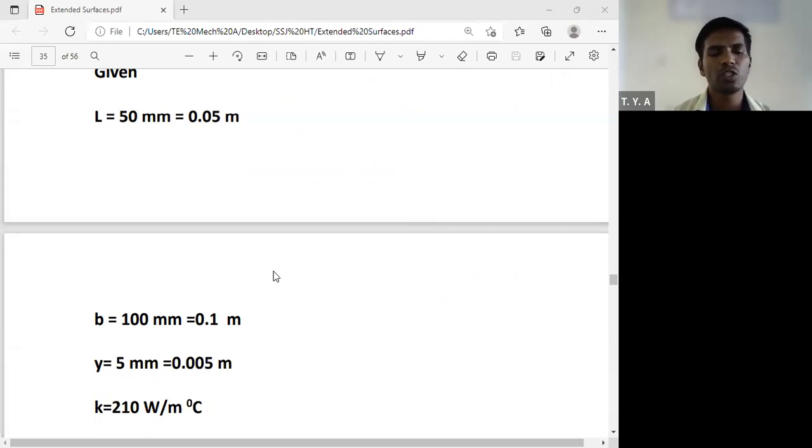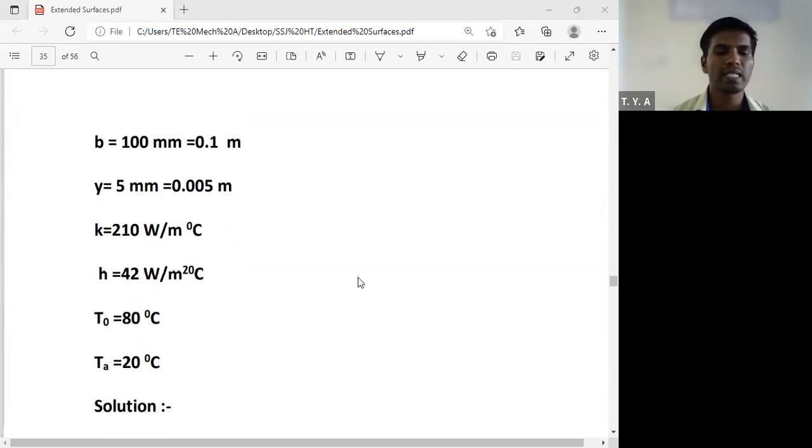Then K is given, K is equal to 210 watt per meter degree Celsius. H is given, 42 watt per meter square degree Celsius. T0 is given, base temperature, that is 80 degrees Celsius. Then surrounding air temperature is given, that is 20 degrees Celsius.